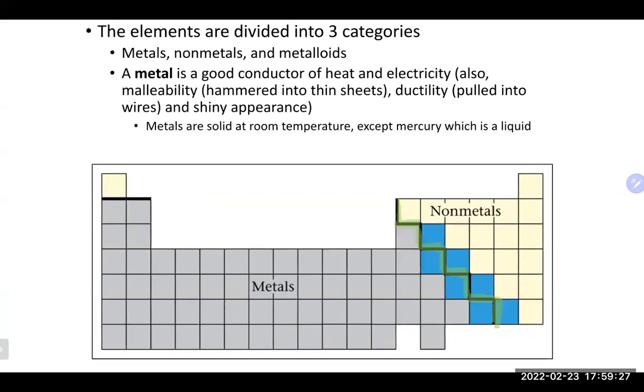Now, the periodic table really is broken up into 3 different categories. And on most periodic tables, like I have here, that green line that was there, there's usually something that is sometimes referred to as a staircase.